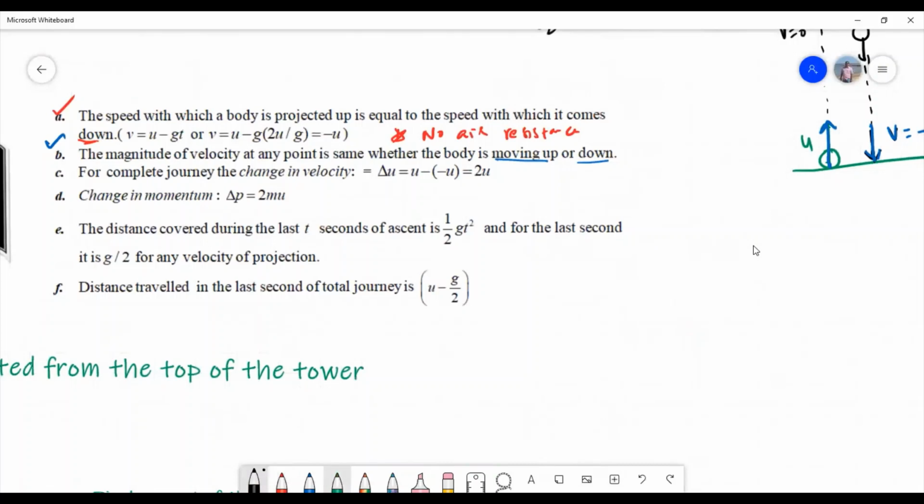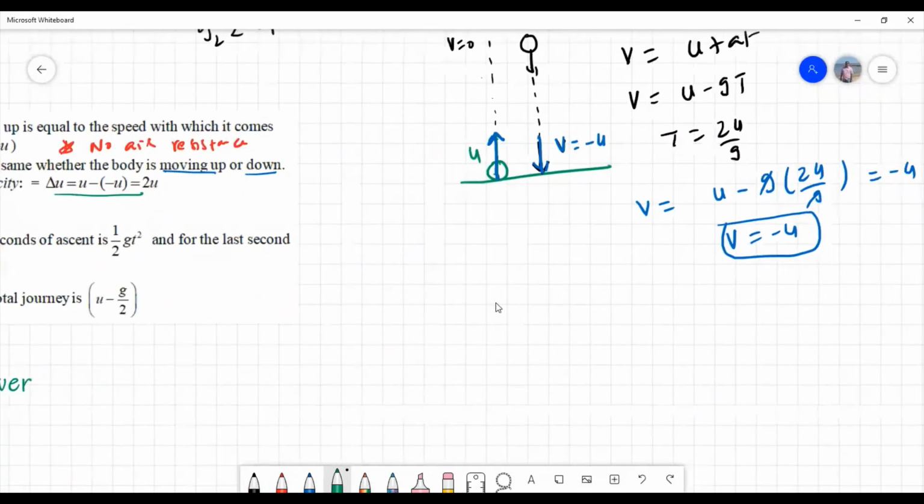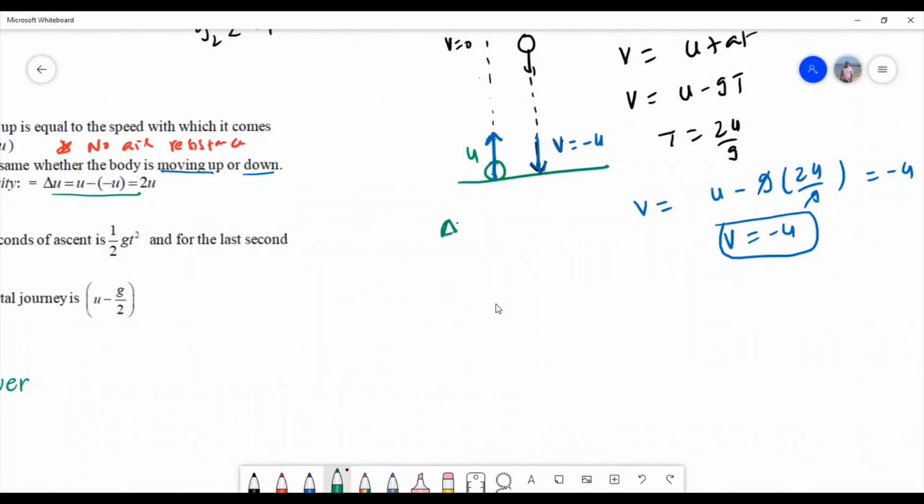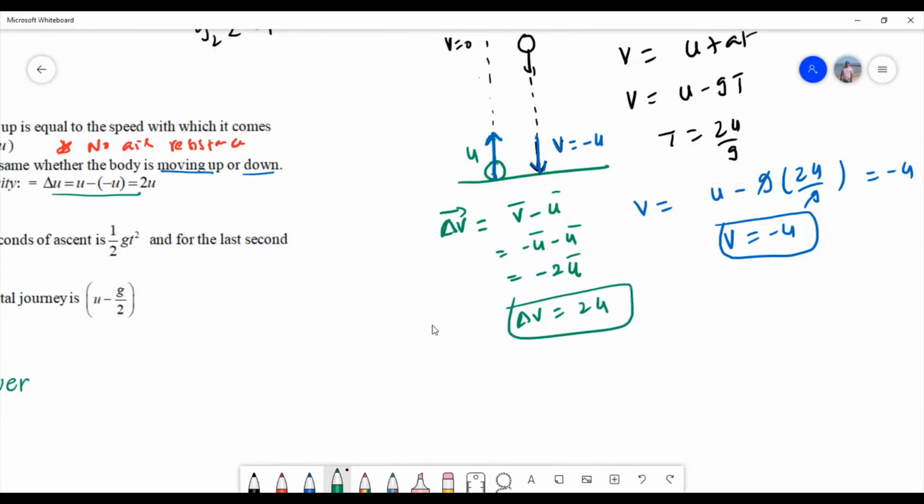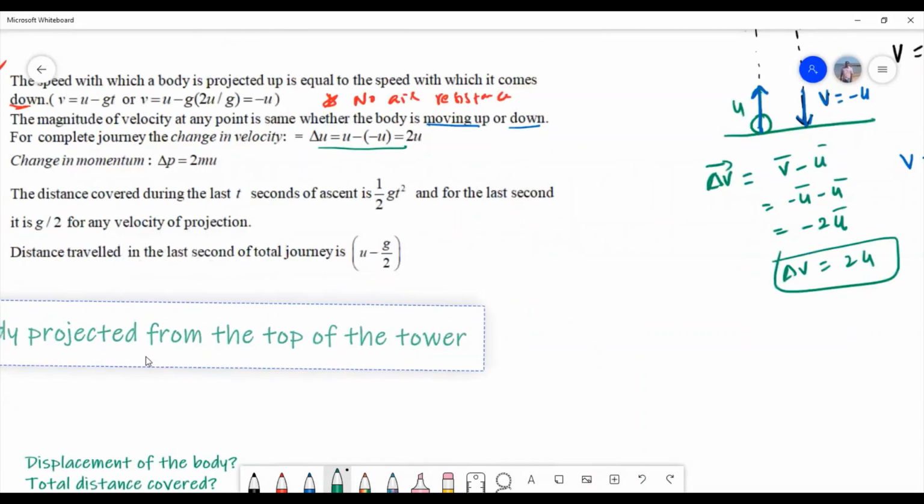Now let's move on to the third point. It says that for the complete journey, the change in velocity is 2u. So what is change in velocity? Final velocity minus initial. Final is minus u, initial is u, so that is actually minus 2u. But we want only the magnitude. If you take the direction, yes, we need to put a minus. So if you want only the magnitude, it is 2u. For the complete journey, the change in the velocity of the projectile is 2u. Right.